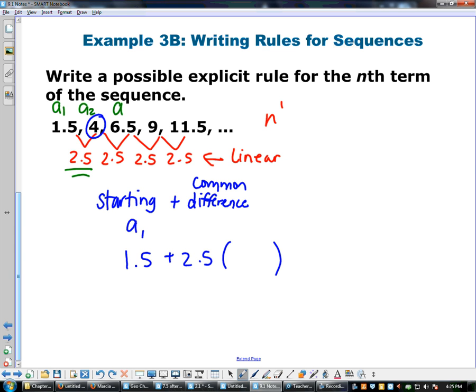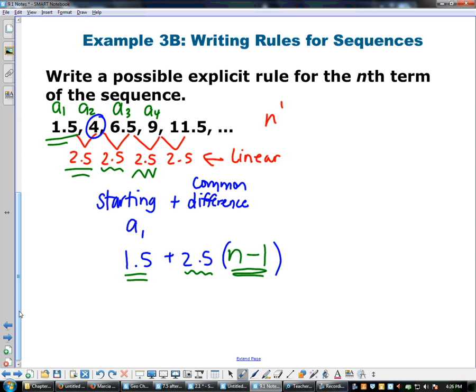To get to the third term from the first term, which is always my starting point, I would need to add that on twice. To get to the fourth term, I would have to add that on now 3 times. So hopefully you're seeing that whatever n value you're at, you need to add on 1 less of that same number of the 2.5 added on. So again, I have my starting point, and then this is my common difference. I'm going to add on 1 less than the term I'm on.